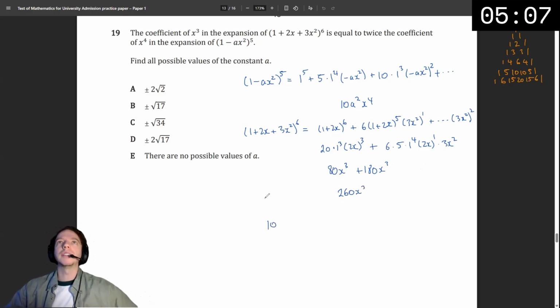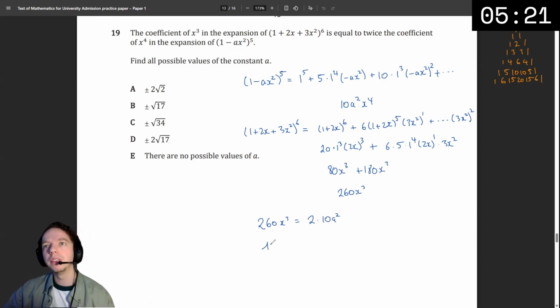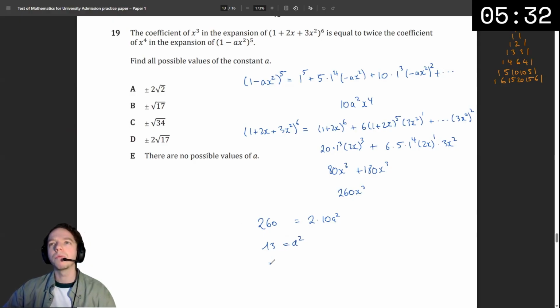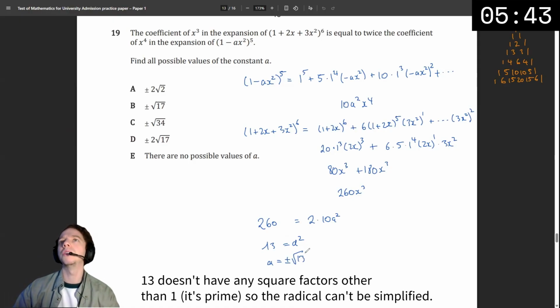Cool. So I'm just going to set these equal. The coefficient of x cubed in this is twice the coefficient of x to the 4 in that. So 260 x cubed equals 2 times the 10a squared. Cool, so I can divide by 20. Sorry, I should put just 260. 13 equals a squared. So a is plus or minus the root of 13. I mean, that doesn't seem to work out. It's none of these options, and I can't simplify it anymore. Oh, that's annoying. So what gives?